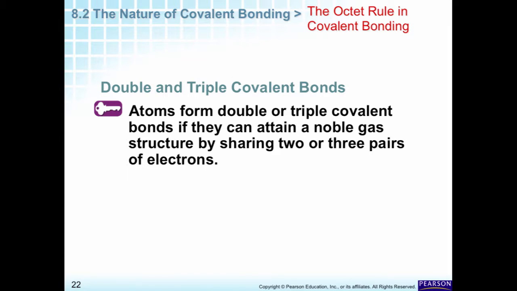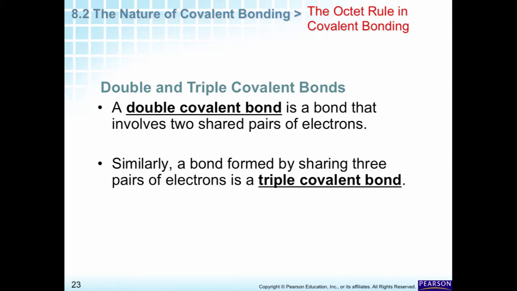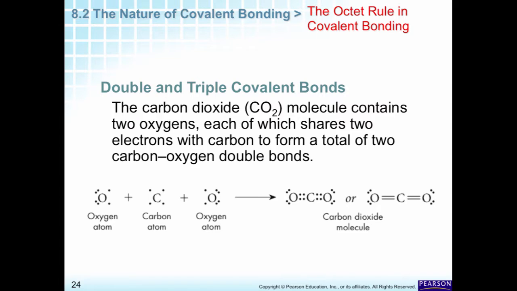Now, there are also things called double and triple bonds. If there is more than one space left in the relationship between the two atoms, they can form multiple bonds. So a double covalent bond is a sharing of 2 pairs of electrons, or 4 electrons. A triple covalent bond is a sharing of 3 pairs, or 6 electrons.